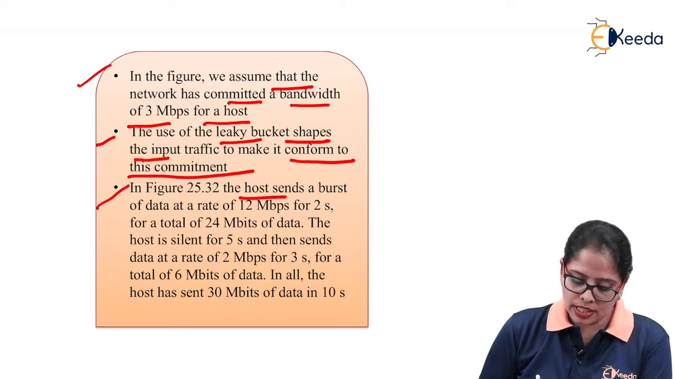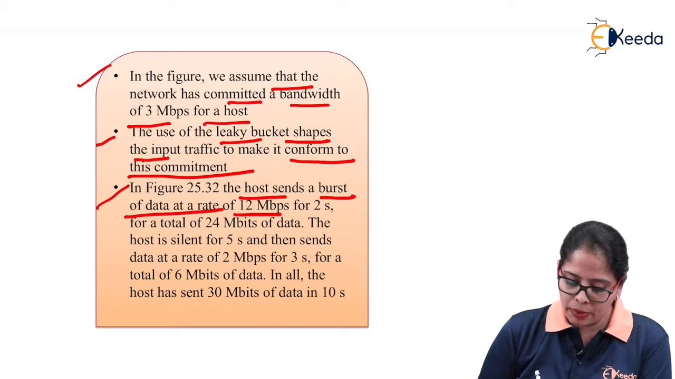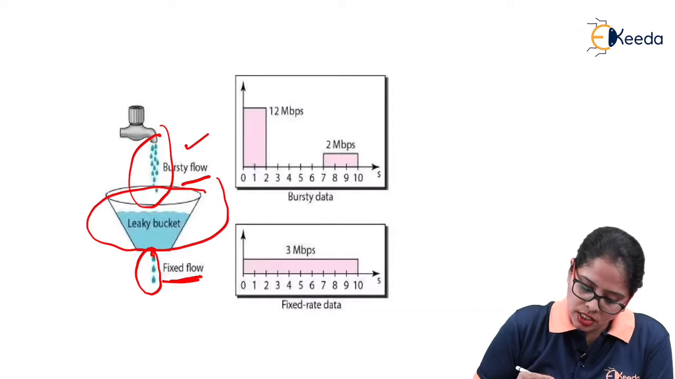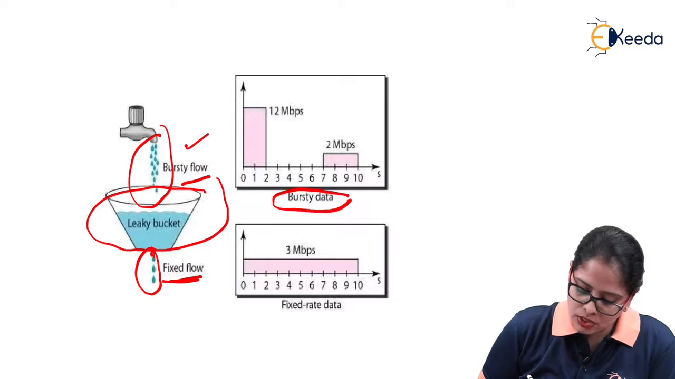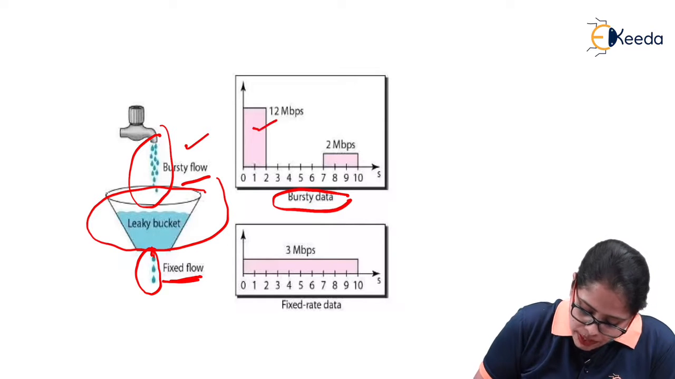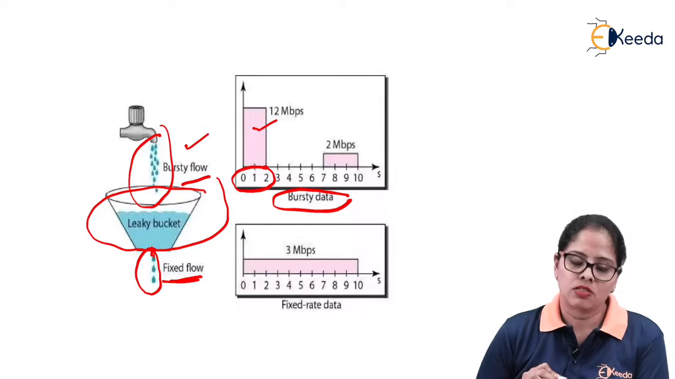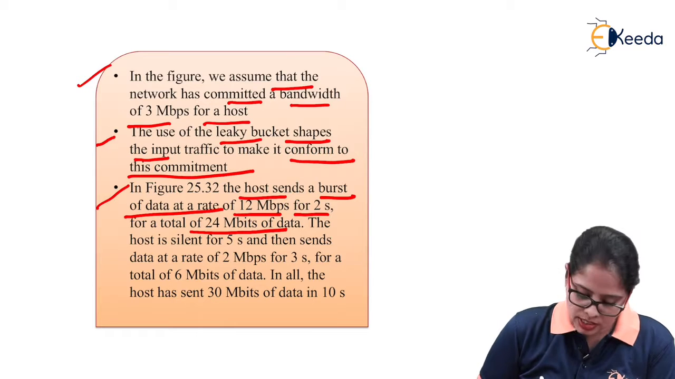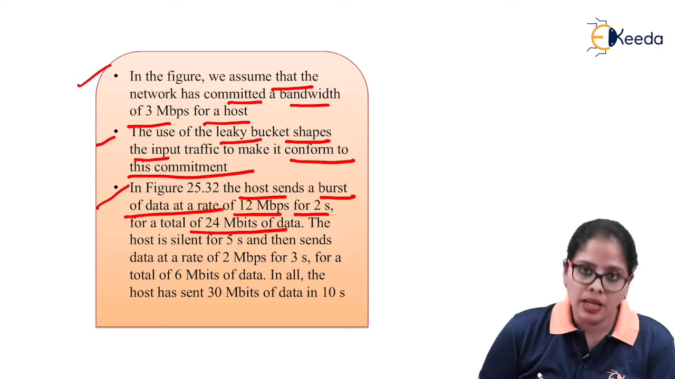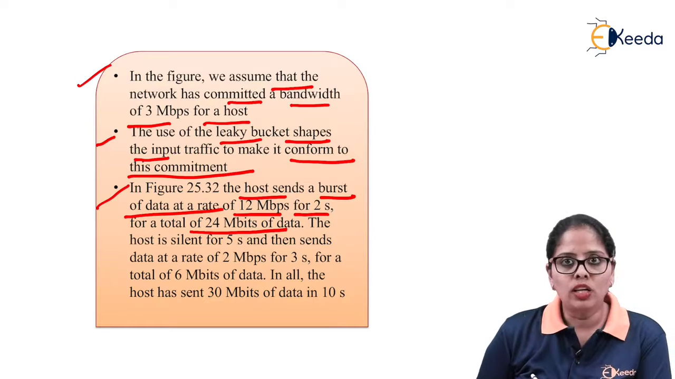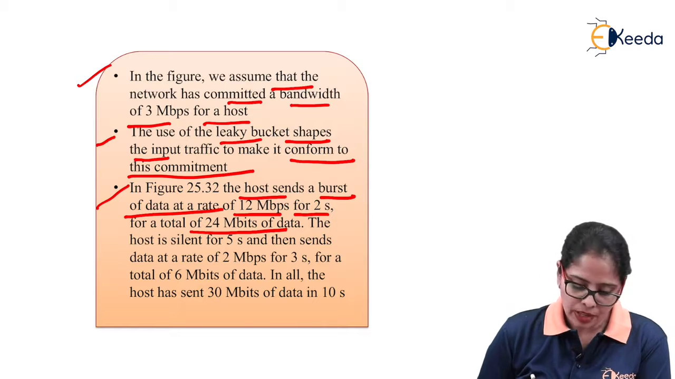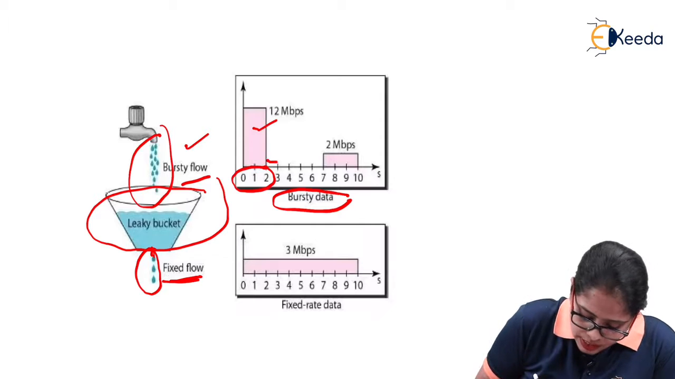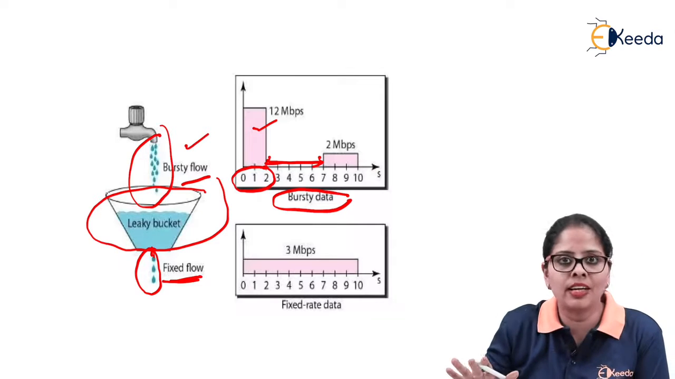In the figure, the host sent bursty data at a rate of 12 Mbps for 2 seconds. Now see here, this is the bursty data information. My user sent 12 Mbps data for how many seconds? 2 seconds. So the total data sent is 12 into 2, that is 24 megabits of data, and then the host is silent for 5 seconds. Now see here, for the next 5 seconds, my host is not sending any data.